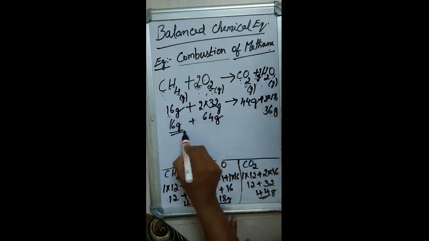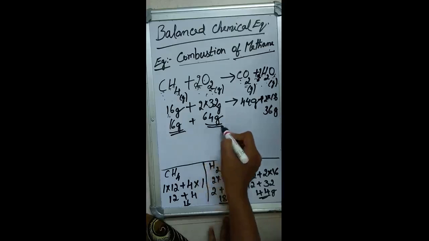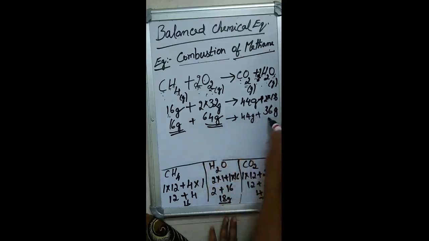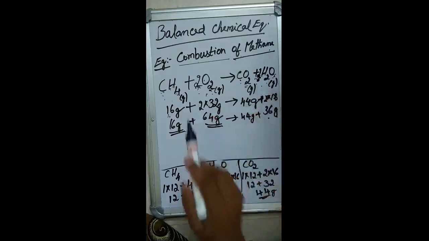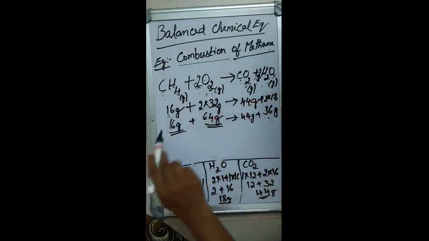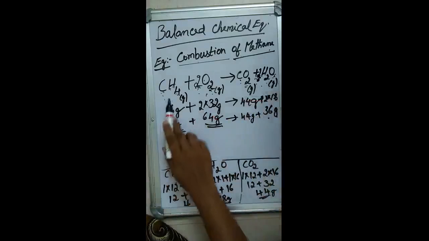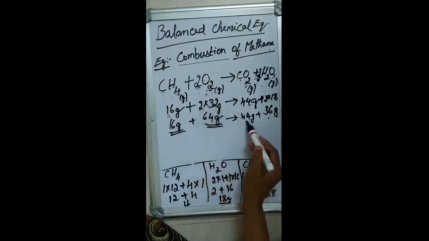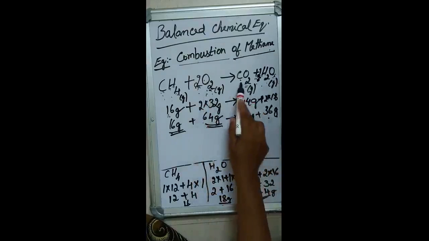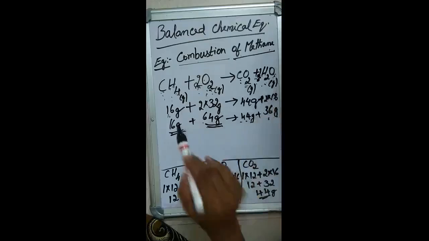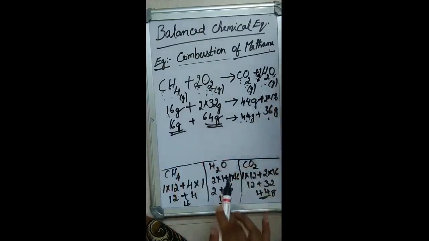So 16 gram of methane is reacted with 64 gram of oxygen to form 44 gram of carbon dioxide and 36 gram of water. I will repeat the meaning of this based on the molecular mass or weight. 16 gram of methane reacts with 64 gram of oxygen to form 44 gram of which one? Carbon dioxide and 36 gram of water. This is about the gram relationship.